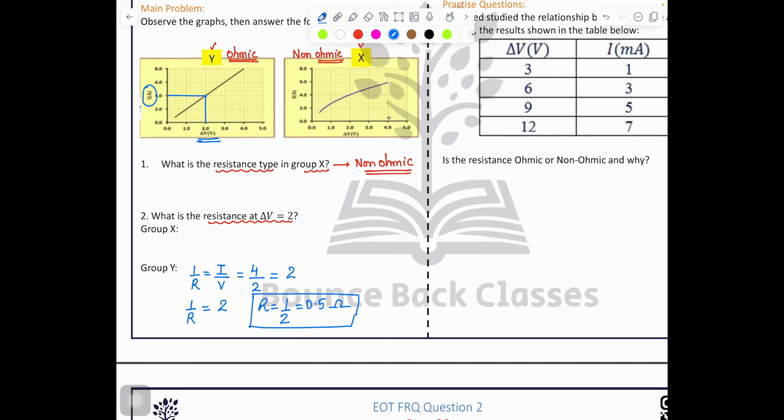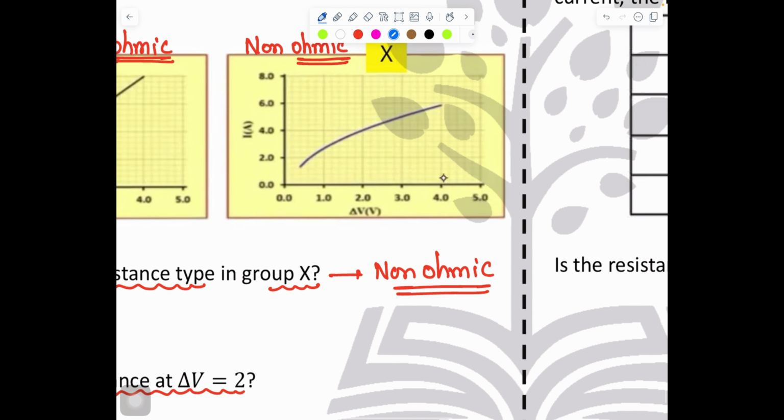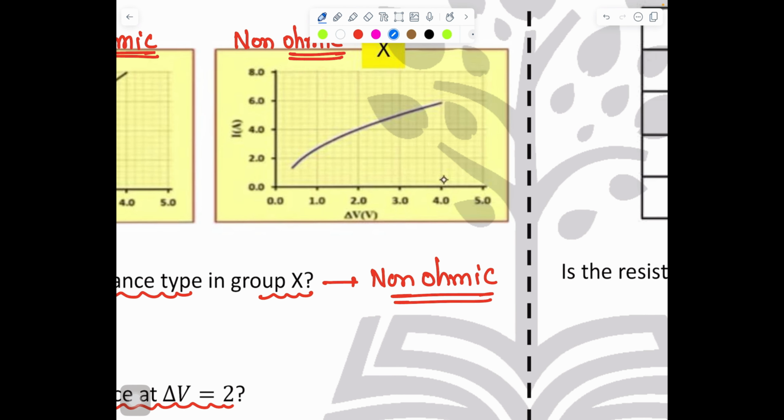Now solve for X. And I told you, whenever we have non-ohmic, you cannot solve this directly by taking a line and solving it. No, not at all. You need to put a tangent on this, like this. Do you understand? I'll make a straight line and change the color also. You need to put a tangent over here.